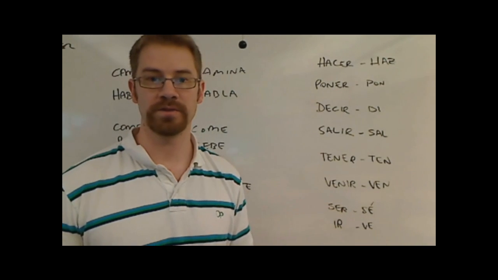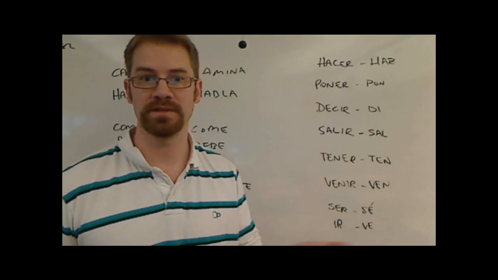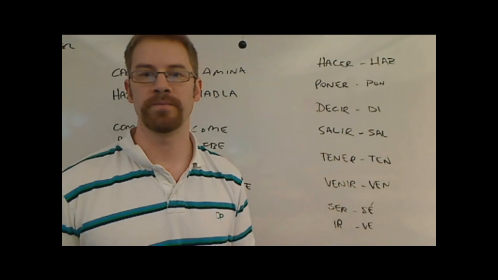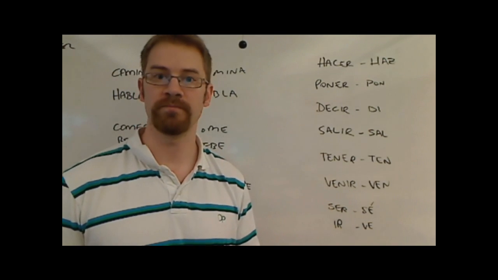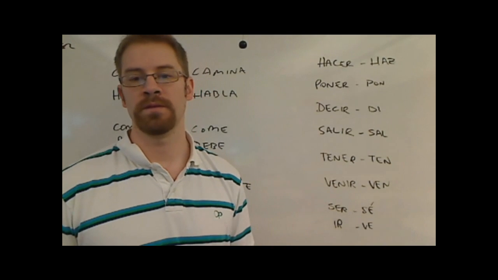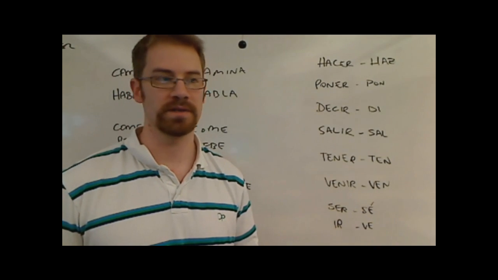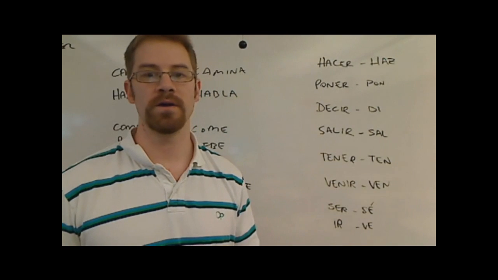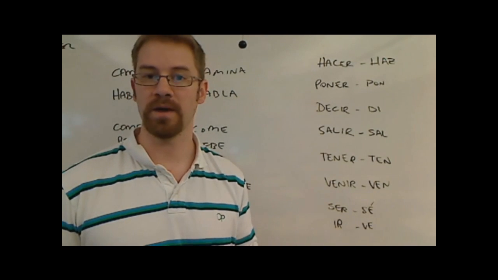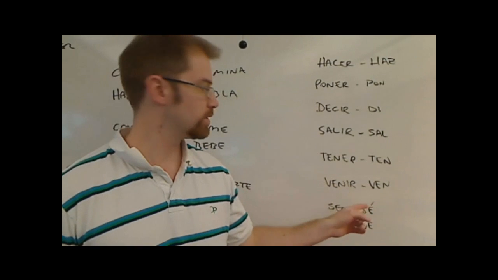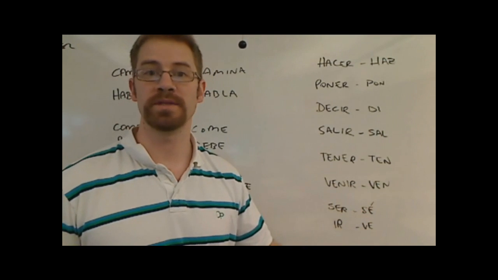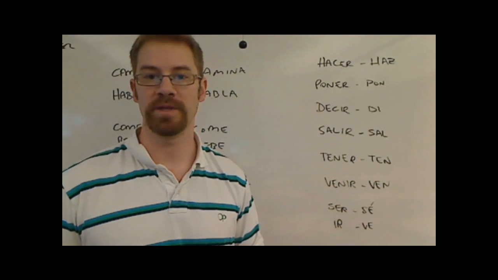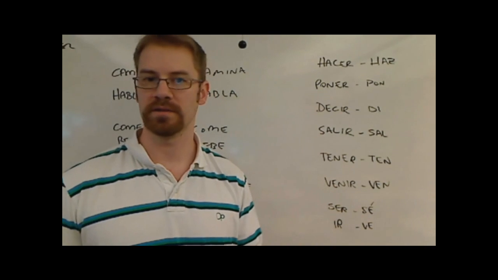Tener, to have, so tell someone to have something. Ten la tarea en tus manos, have the homework in your hands. Venir, so maybe you want to tell someone to come here. Ven aquí, ven acá. Ser, so to be, I want to tell someone to be good. I could say sé bueno. And then also just want to point out with ser on that one, say with an accent mark over it, just like this right here. It also means I know. It's also the yo form of the verb saber in the present tense. But then it's also the command. You'll know which one it is based on context.